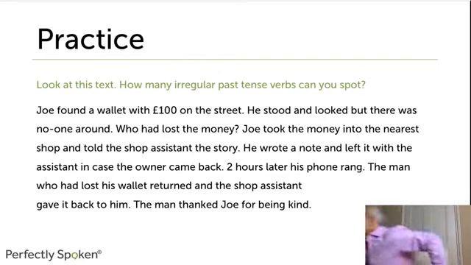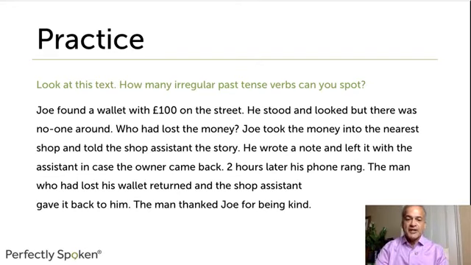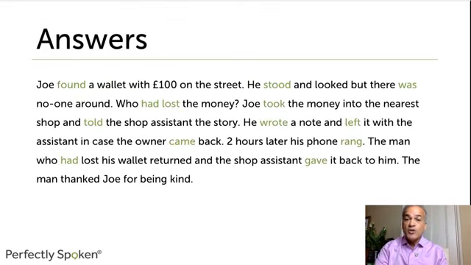Let's have a look at the wallet. That's what he lost. So, which are the irregular verbs? So Joe found. Find, present, found in the past with £100 on the street. He stood, stand, past, stood, and looked, regular verb. Look, looked. But there was, the verb to be, is, was, no one around.